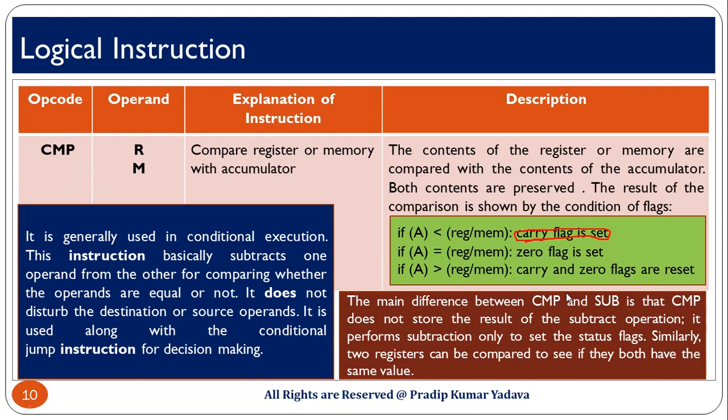So, basically what happens in the subtraction operation, your output is going to be stored in the accumulator. In compare, your output will not be stored anywhere, we can only check the status of the flag, and by checking the status of the flag we can define whether the number in the accumulator is larger, smaller or equal to the content given in the register or memory. So, this is the working of compare.